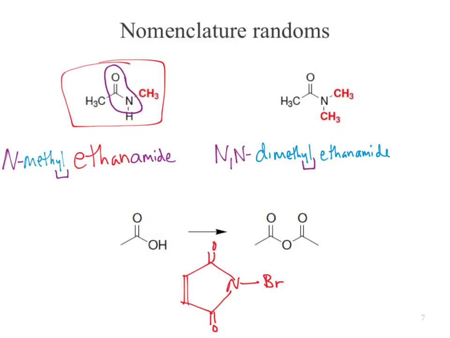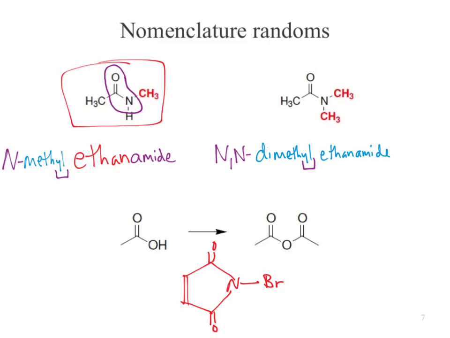Substitution. That's what we used NBS for, to give a very low concentration of bromine, which is why it's typically not used for addition, because the bromine concentration is too low. And we end up getting a substitution for a hydrogen at the most substituted position.